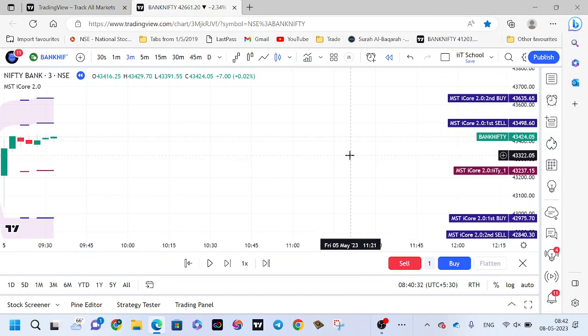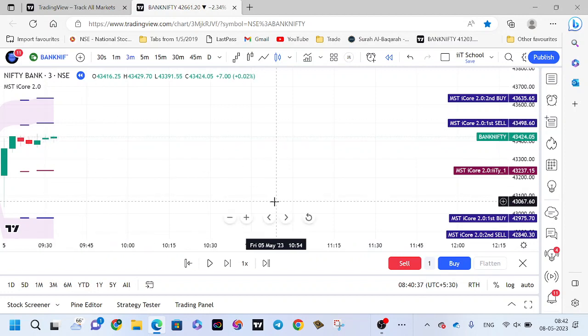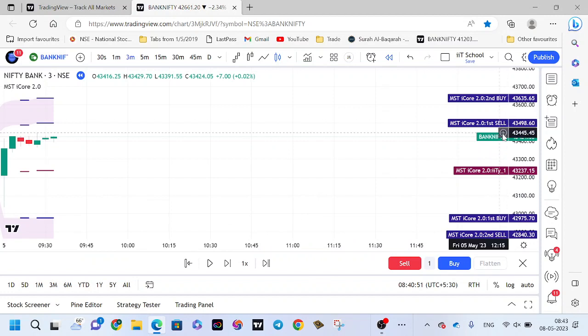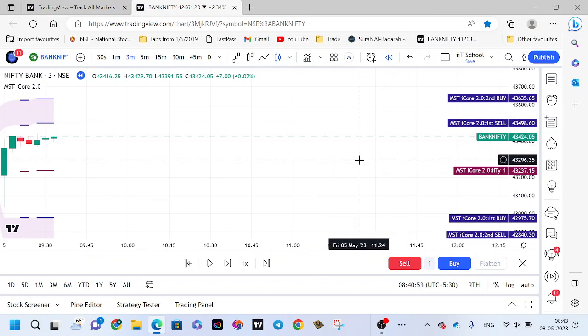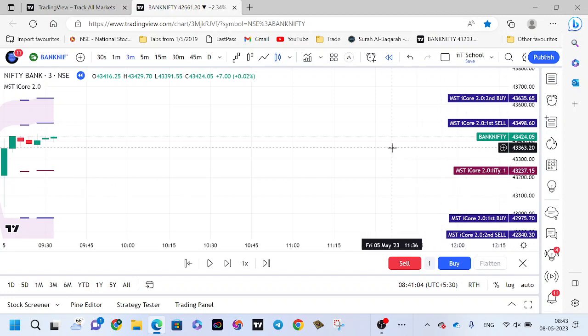43,498 is our sell entry. If the market comes to that level, then you can buy the 43,500 put option, or 43,400 put option, or 43,200 put option. How am I selecting the put strike price here? The sell entry is at 43,498. So what is the nearby strike price for the put option? 43,500. Or you can come down to 43,200, that is the midpoint. So whichever you want, you can choose.